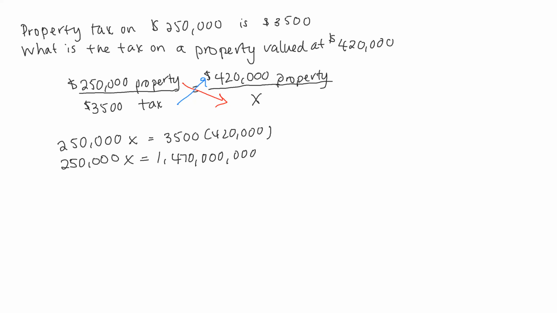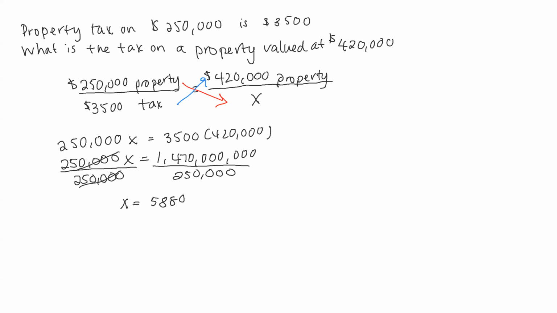And even though these numbers look gigantic, it's the exact same process. We're going to undo the multiplication of 250,000 times x by dividing. So we're going to divide both sides by 250,000. On the left, the 250,000, they just cancel out. We say that 250,000 divided by 250,000 is 1. 1 times x is x. And then if we take the 1,470,000,000 and divide it by 250,000, you should get 5,880.